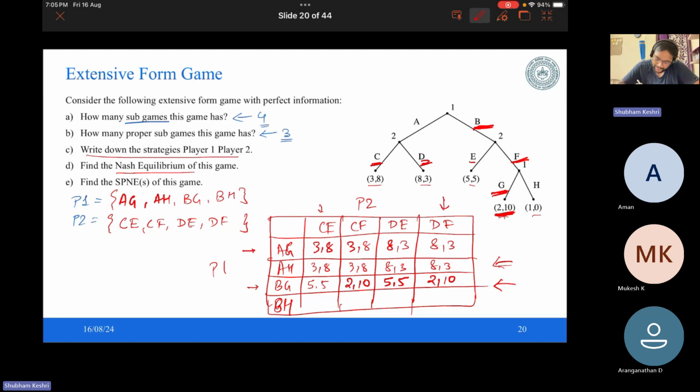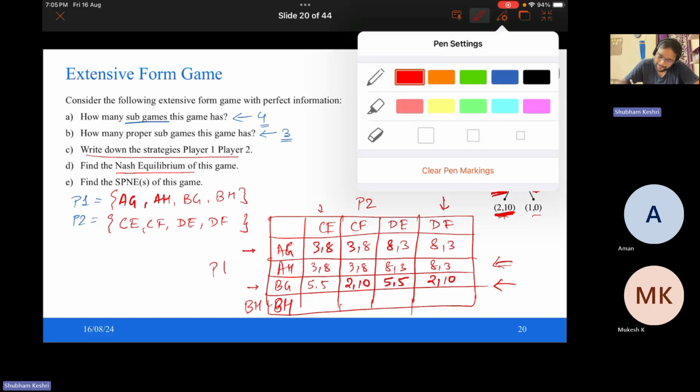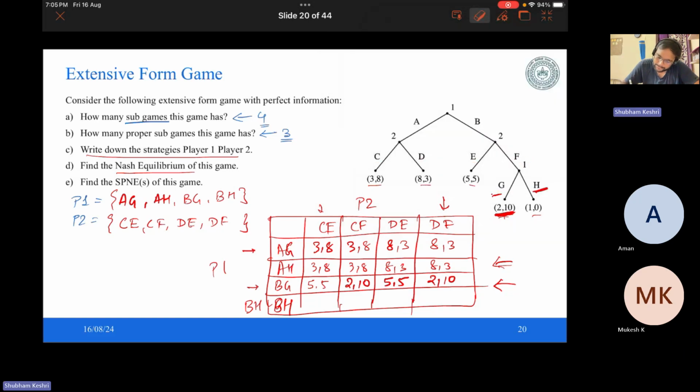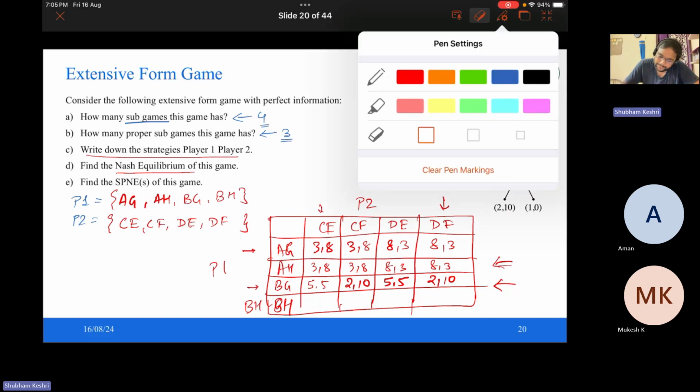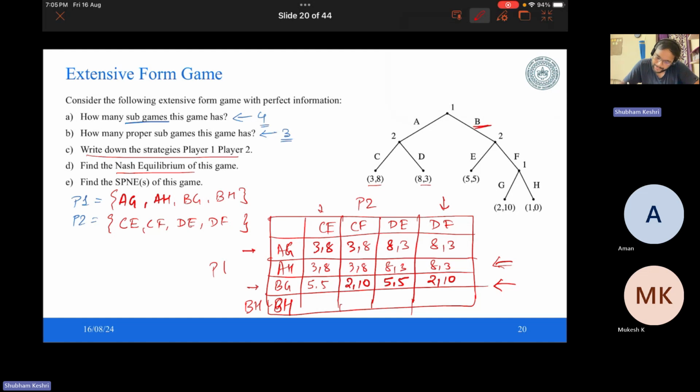The second strategy is BH. So this is actually BH. All right. So B and H. So I just erase all the parts. These things. And we have B, H, and CE. CE. So it will be 5, 5.